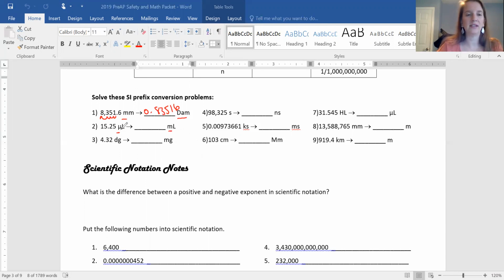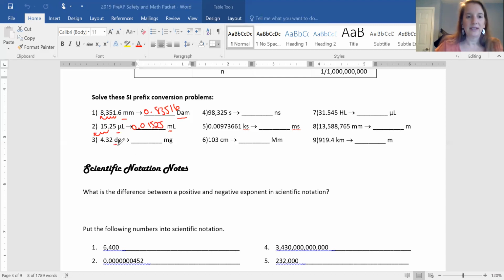Okay. Here we're going from micro to milli, and we could look at those exponents to see how many times we have to move it, because micro is 10 to the -6, milli is 10 to the -3. That's a difference of 3 times. So we would move it 3 times, 1, 2, 3 to the left, because we're going from something really small to something a little bigger. So it'd be 0. How many times do we move it? 1, 2, 3. So 0.101525.